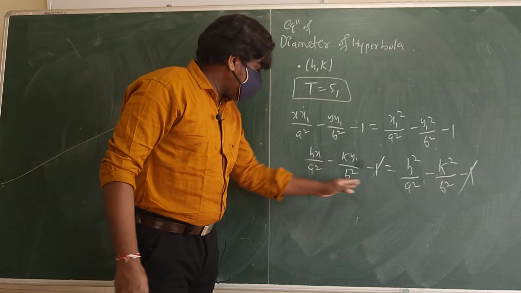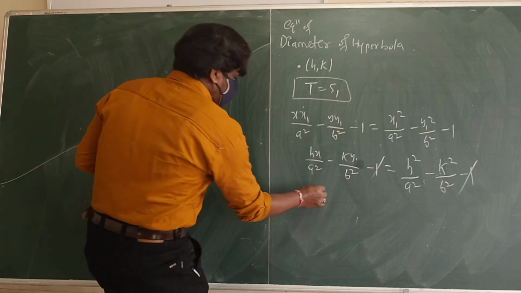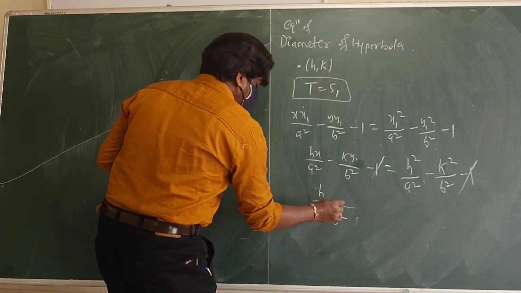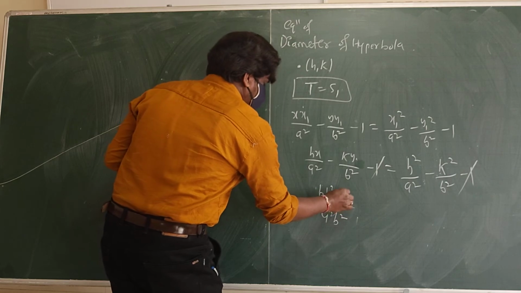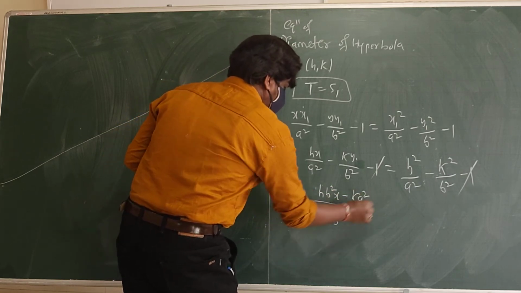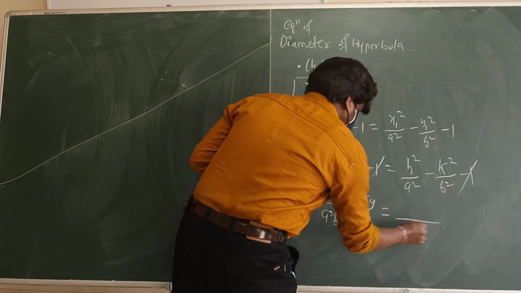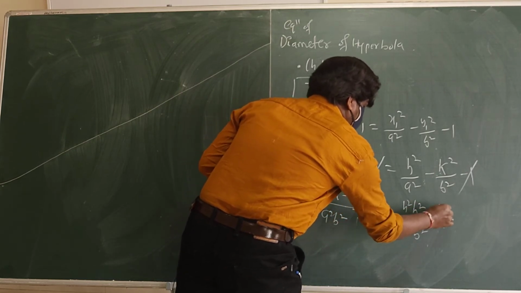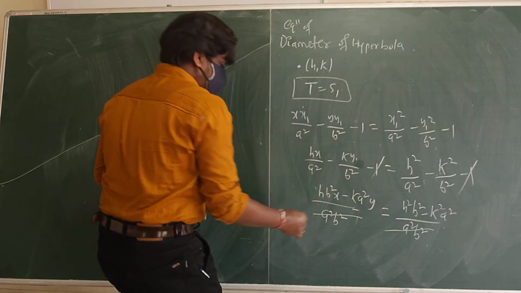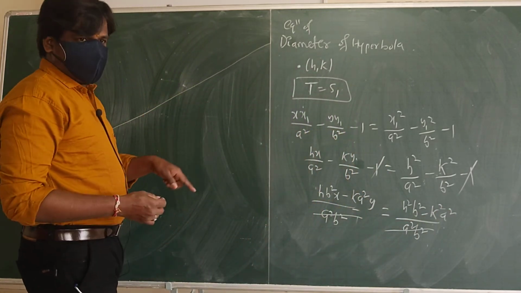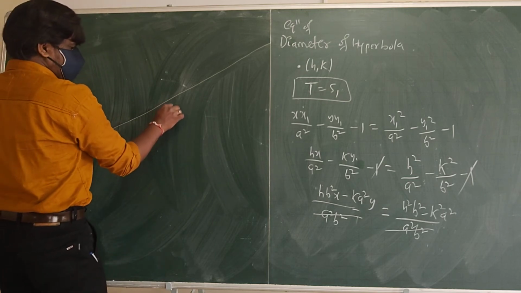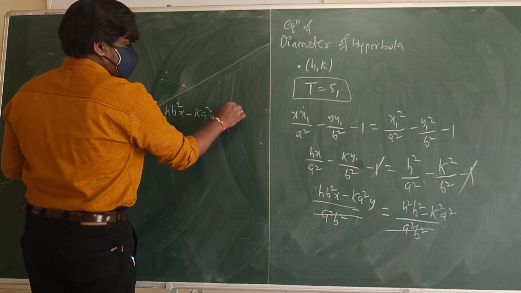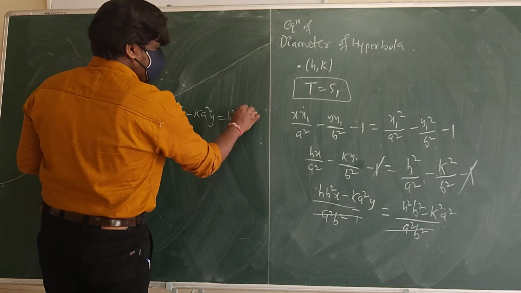If I take the LCM a square b square, what do I get here? h b square x minus k a square y is equal to h square b square minus k square a square. So this will be cancelled. You got the equation in x and y. So h b square x minus k a square y is equal to h square b square minus k square a square.